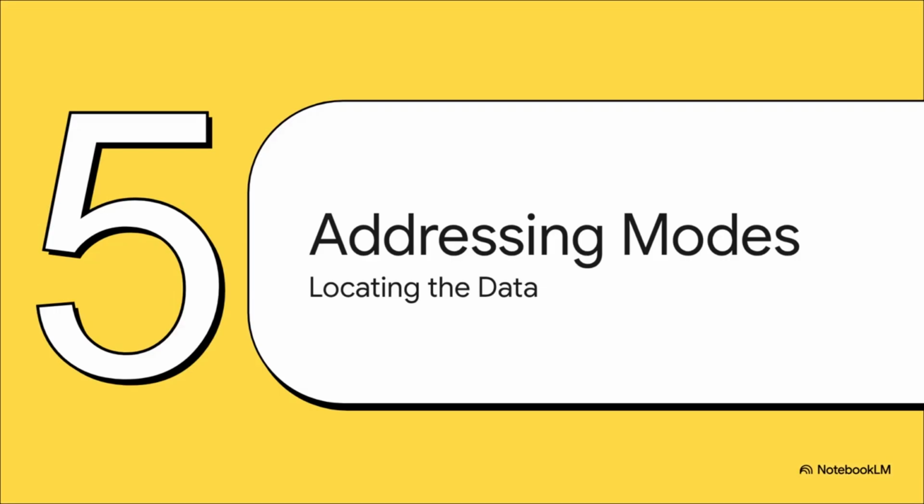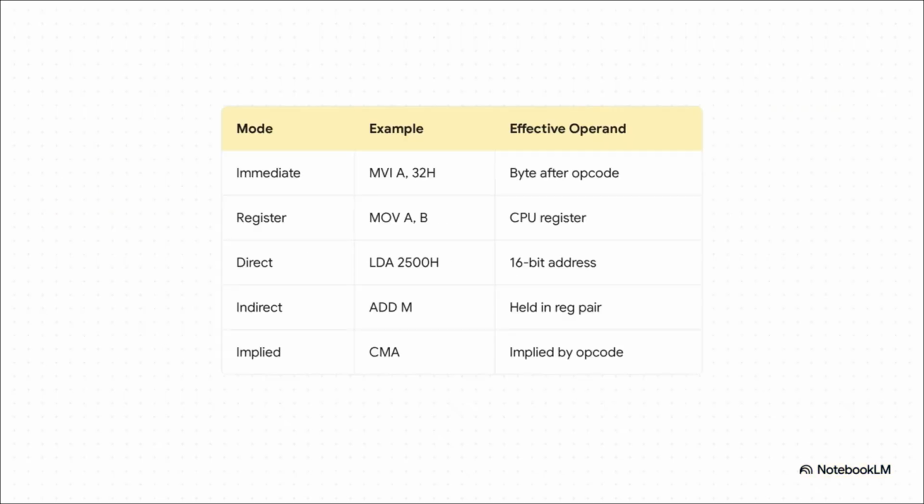Section 5. Mastering addressing modes. We've got the hardware, we've got the vocabulary. Our final technical topic is figuring out how instructions actually locate their data. And this brilliantly illustrates the elegance of the 8085 design, because it gives you 5 different ways to find an operand. First, immediate. The data is hard-coded literally right there in the instruction, like grabbing the 32H in MVI A, 32H.